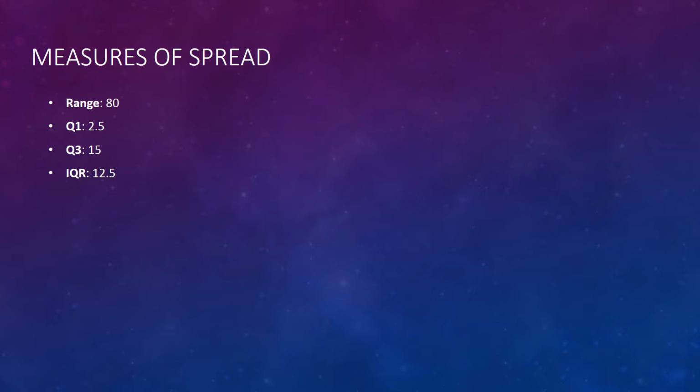To find the measures of spread of our data, we first looked at the range, which was 80. And to find this, we subtracted the lowest number from the highest number, and the highest number was 80 and the lowest number was 0, so our range was 80. To find the Q1 and Q3, we entered the numbers into our calculator and looked at the one variable statistics, which calculated the first quartile as 2.5 and the third as 15. And finally, to find the IQR, we subtracted the Q1 of 2.5 from the Q3 of 15 to get 12.5.